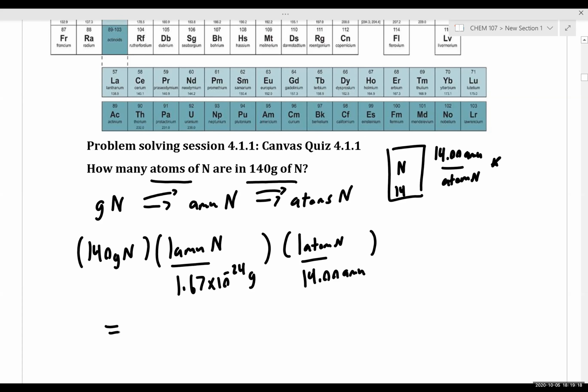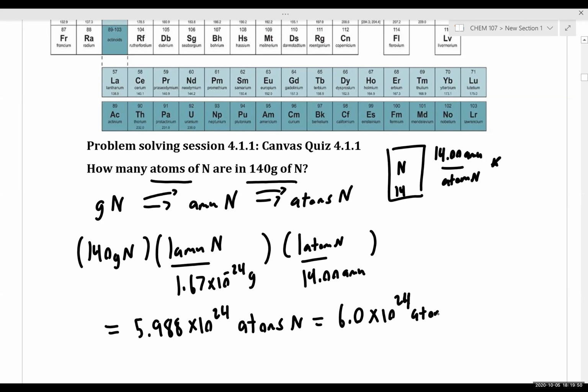Punching this into our calculator, we have 140 over 1.67 over 14, and that gives us 5.988 times 10 to the 24th atoms of nitrogen, that we round to 6.0 times 10 to the 24th atoms of nitrogen. Does this example make sense?